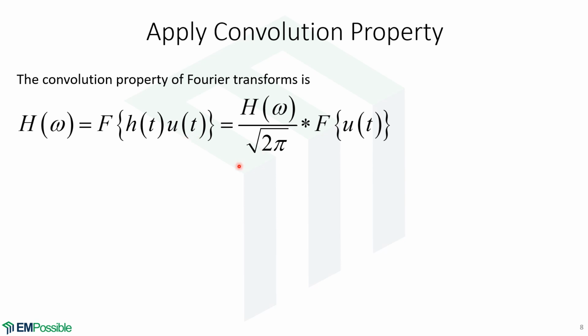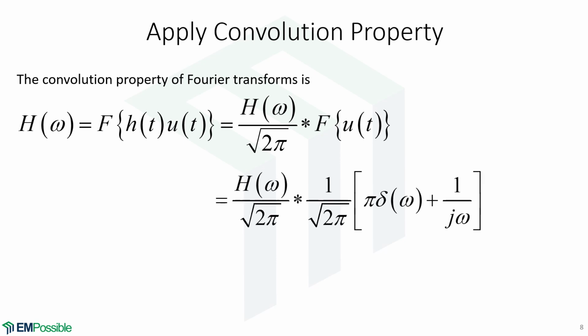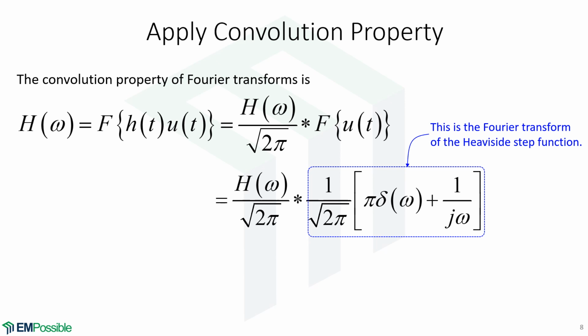So over on the right, we'll write this as the convolution of the Fourier transform of our impulse response with the Fourier transform of our Heaviside step function. So we'll go ahead now and just plug in the expression for the Fourier transform of the Heaviside step function. And here we have the delta function. And the property of the delta function is that it's zero everywhere except at time zero. And the integral from minus infinity to positive infinity of that delta function is 1. So the area under this infinitely thin thing is 1. So that is the Fourier transform of our step function.